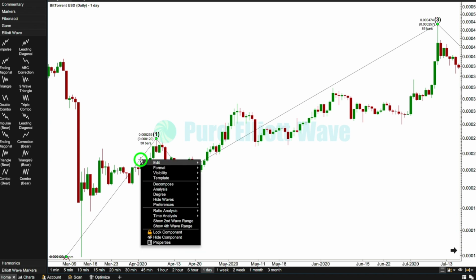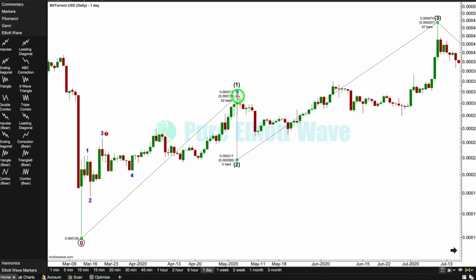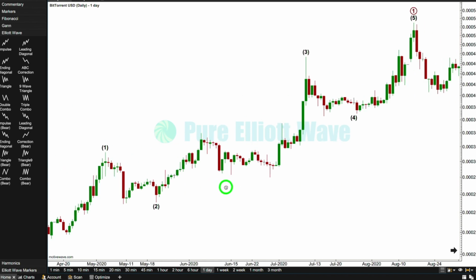What if it was a leading diagonal? No, 3 is too long. Could it have been over here as an ending diagonal? Leading diagonal, sorry. Nope, 3 is too short. How frustrating. It doesn't resolve the problem, or no, it does actually if you had the third wave here.